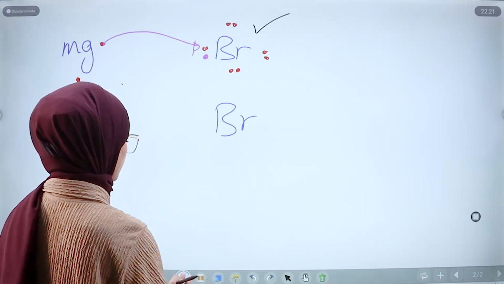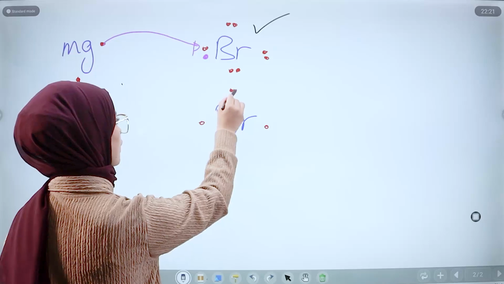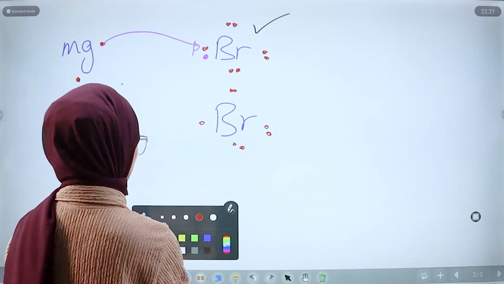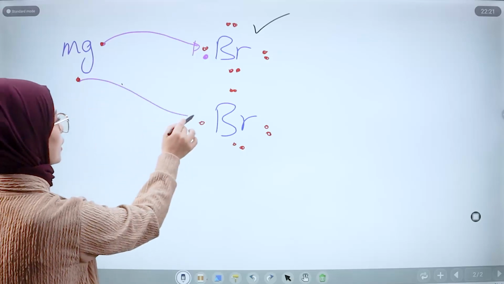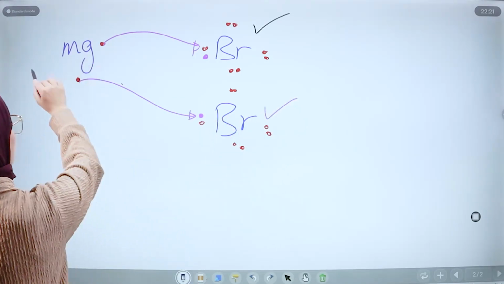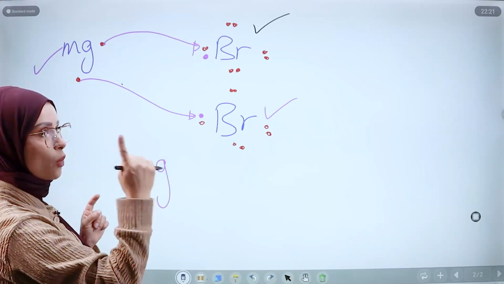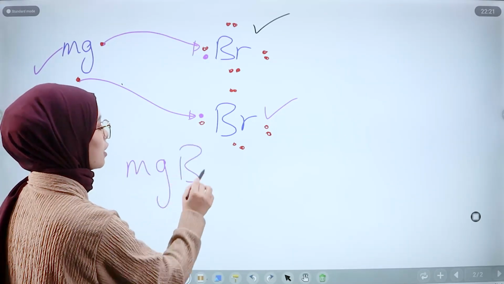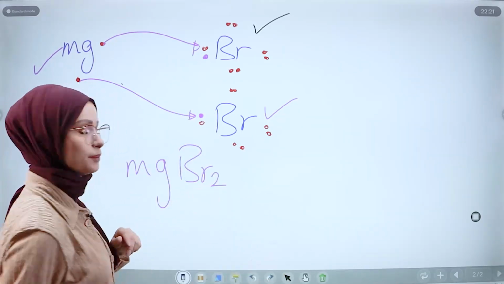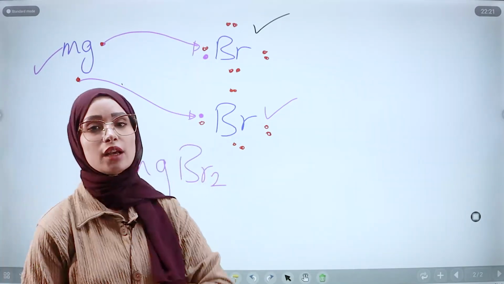I draw another bromine, 1, 2, 3, 4, 5, 6, 7, and I'm going to take this poor electron. It's not poor anymore. I'm going to add it to this collection. Now this bromine is octet again, and this magnesium is octet again. So I have only 1 atom of Mg, and how many bromine do I have? 2, so MgBr2. Easy, right? This is ionic bond, losing and gaining of electrons.